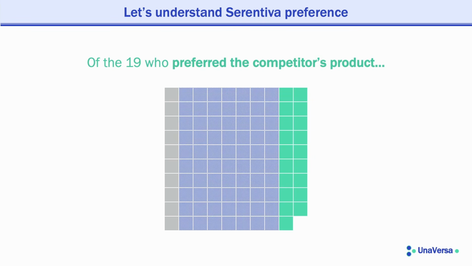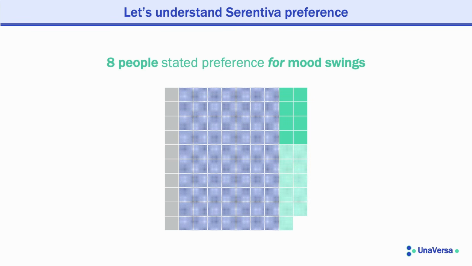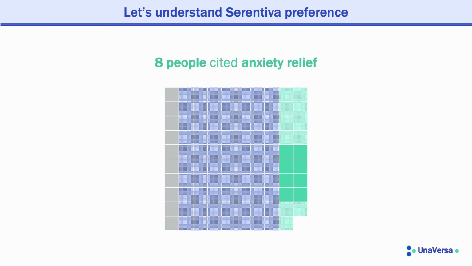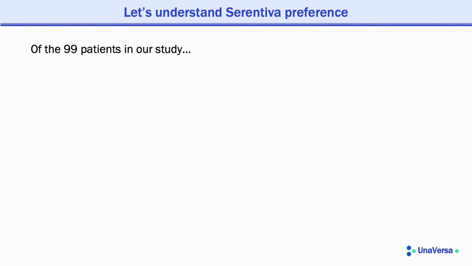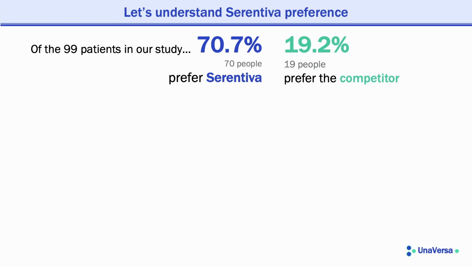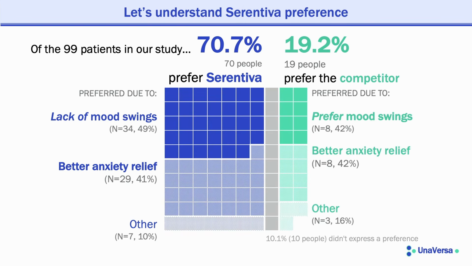19 who preferred the competitor's product, 8 people stated a preference for mood swings. This was sort of an unexpected finding that we're not entirely sure how to interpret. But 8 people cited anxiety relief, and that final few said their preference was due to other reasons. So, just to quickly summarize, we had 99 in our study, and the overwhelming majority, more than 70%, expressed preference for Universa's new product, Serentiva. Right, here's the breakdown I just showed you, all those reasons put together. I'm going to go ahead and leave this up on the screen while I address your questions.